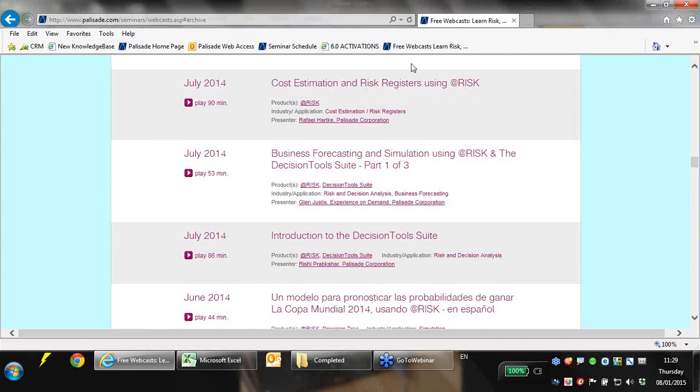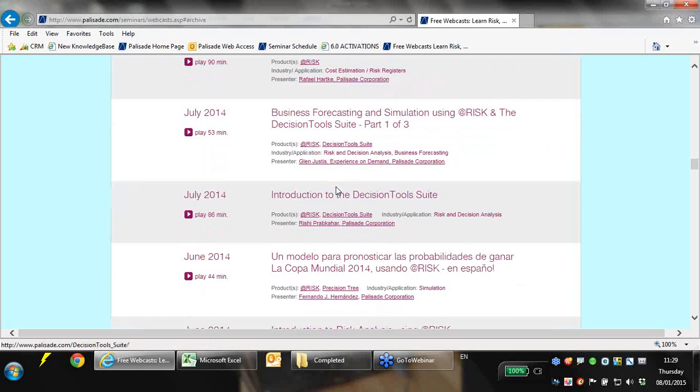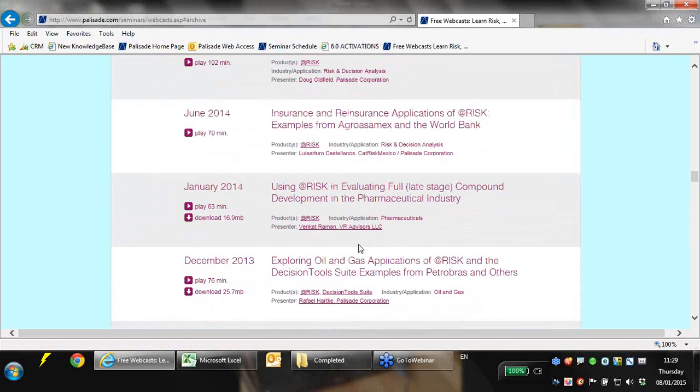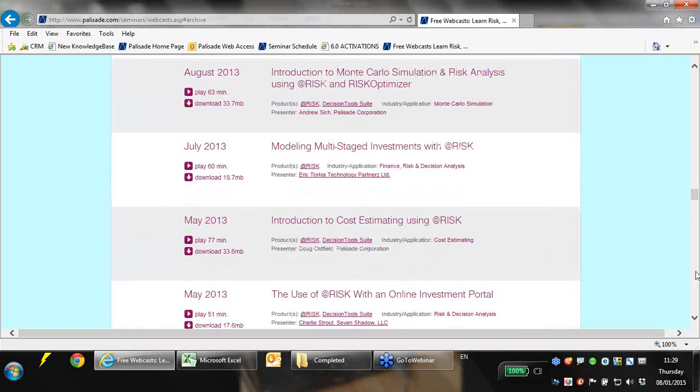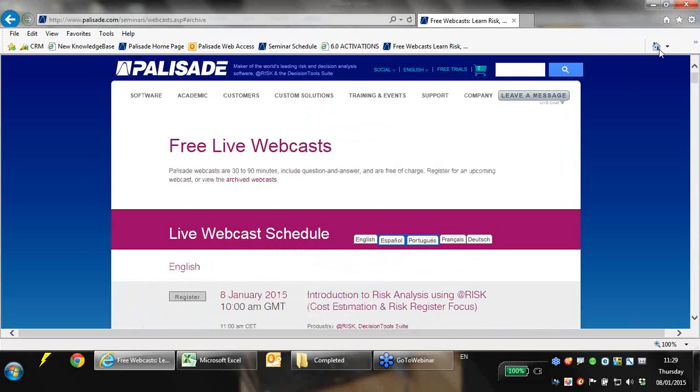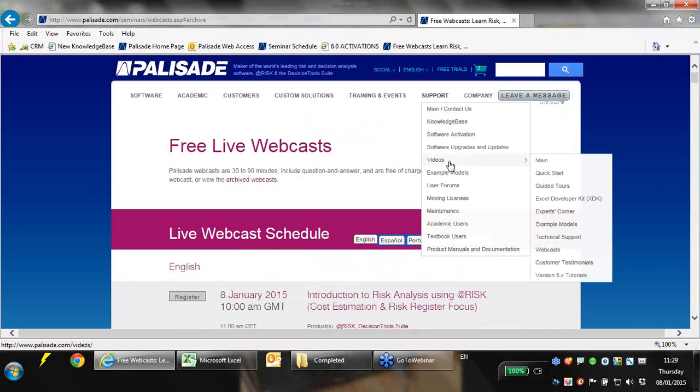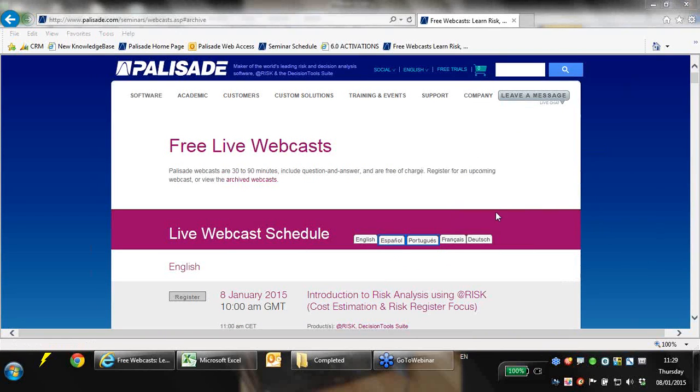You've got cost estimation and risk registers using @RISK. This is one of my colleagues, Raphael. I'm sure it was a very good presentation. You've got them in different languages and different industries: pharmaceutical, agriculture, oil and gas, and so on. So this is a really good resource for finding out more about different niche applications or different functions in @RISK. Once again, go to support, videos, and under videos you've got lots of different getting started guides, quick tours of the software, and so on.